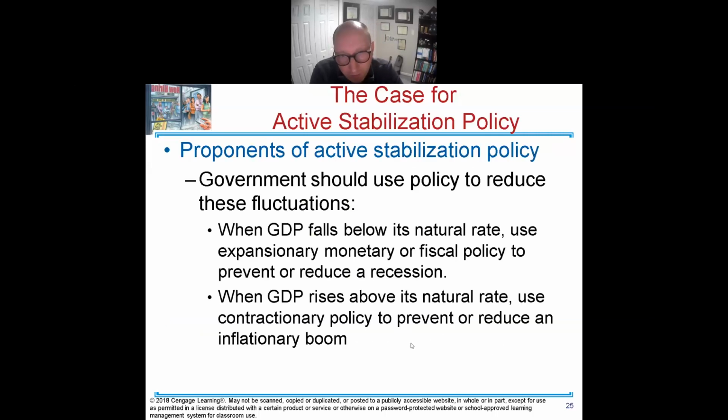Some people are for government policy and some are against it. That's the way it's always been, right? When GDP goes down, we want the government to do something about it, to reduce the possibility of a recession. So what do they do? They'll lower interest rates. They'll try to stabilize things that way. When GDP is rising above its natural rate, what does a government do? They'll increase interest rates.